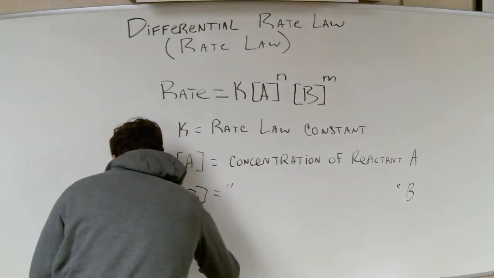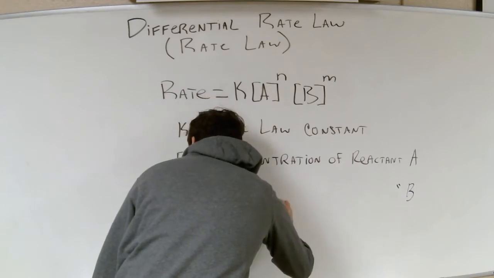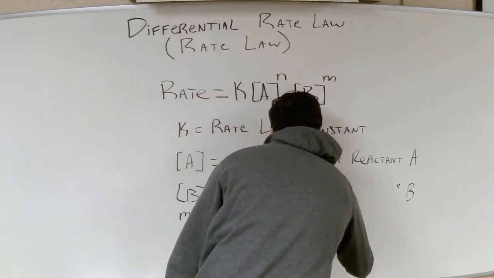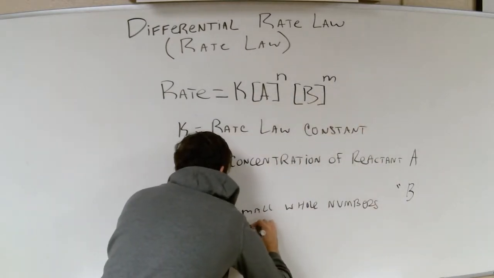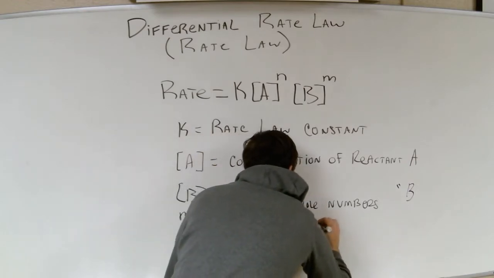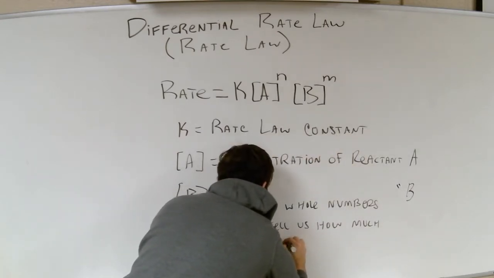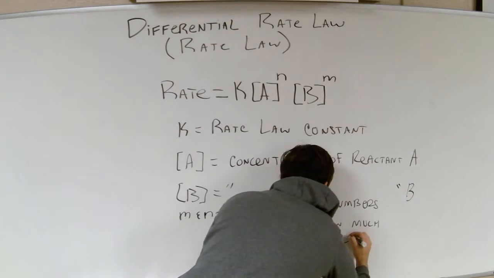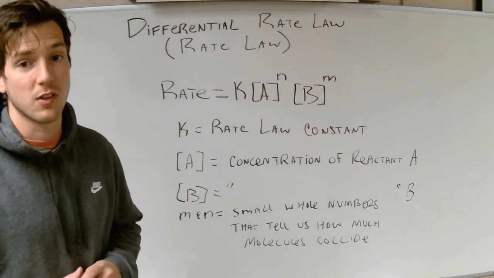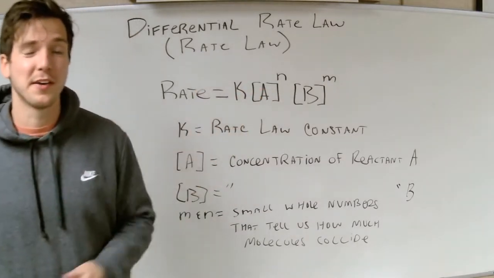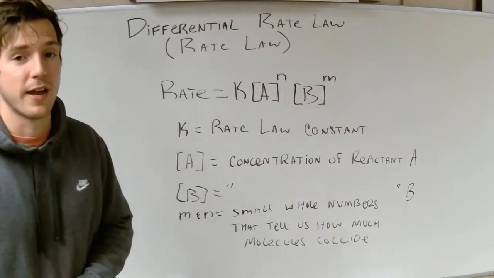So M and N are small whole numbers that tell us how much molecules collide. Okay? So again, M and N are just small whole numbers that tell us how much molecules collide. These could be either 0, 1, or 2. Theoretically, they could be 3, but you won't ever see that in real-life reactions.